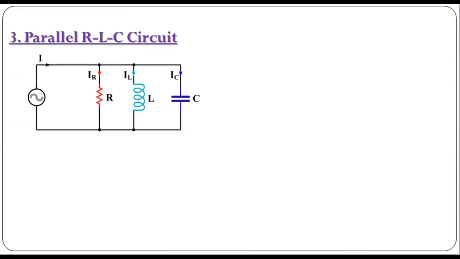Now let us see the analysis of parallel RLC circuit. So R, L and C are connected in parallel. The total voltage is V phasor and the current is I phasor. The current flowing through the resistance is IR phasor, this is IL phasor and IC phasor. So different elements are present, that is RLC. Then the total current will be given by IR phasor plus IL phasor plus IC phasor.